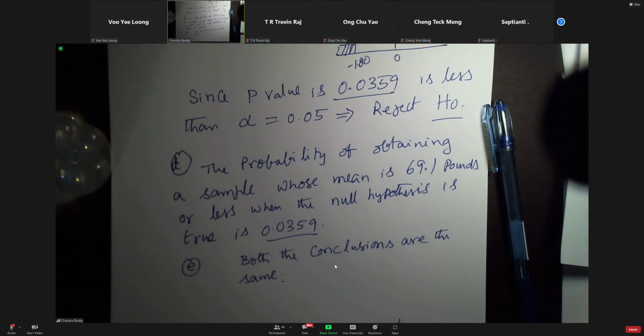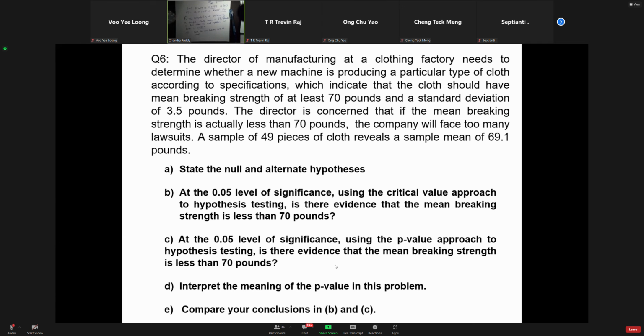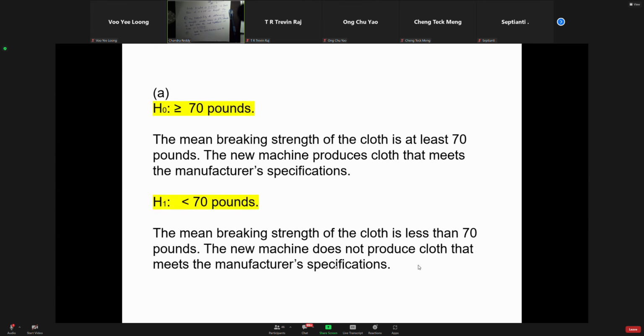I go back to the slides. This is one of the questions for 20 marks. You may have something related to hypothesis testing. You need to define the null hypothesis and alternate hypothesis, then test the hypothesis using the critical value, the Z critical, then use the probability value, then comment on the results. All right, I move on to the next question.